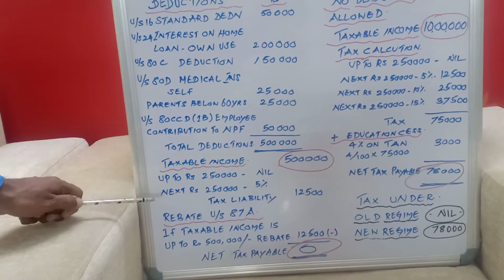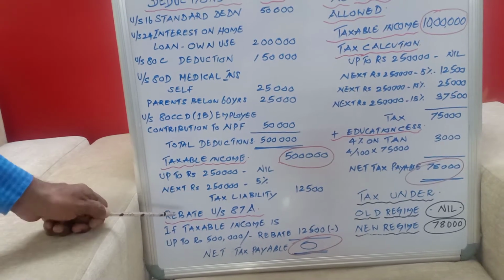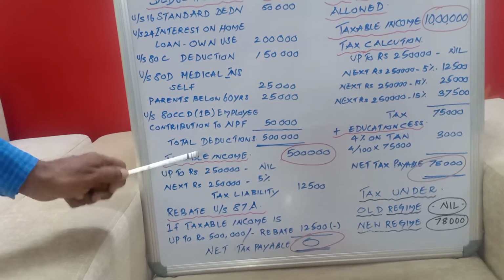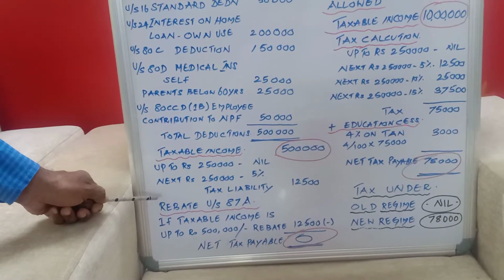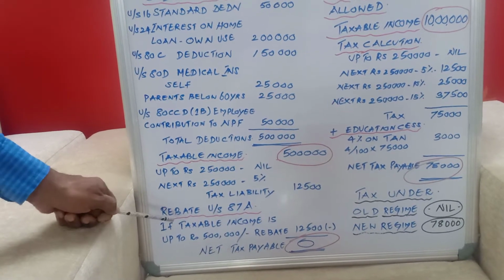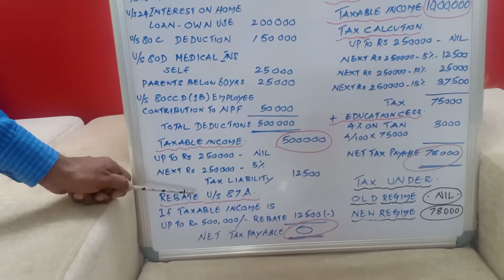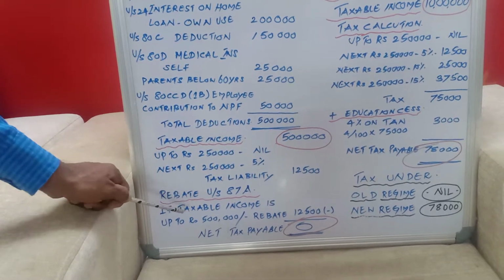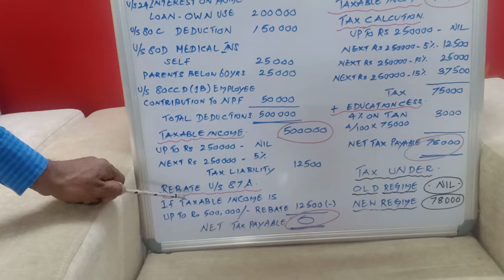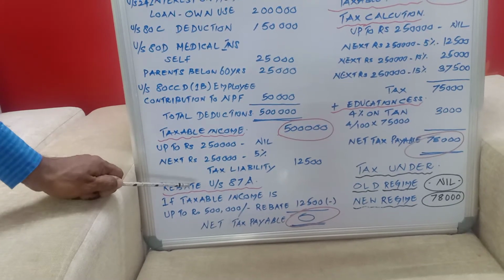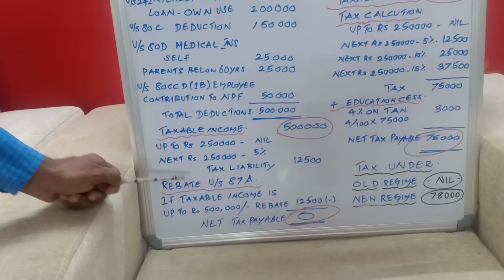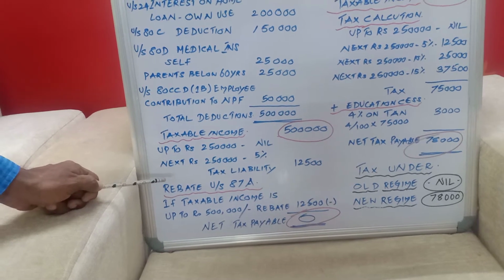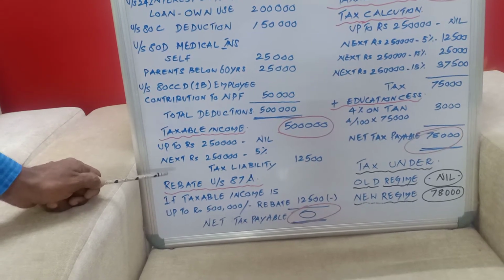Since the taxable income is up to rupees 5 lakhs, a rebate can be claimed under section 87A. By applying section 87A, the rebate comes to rupees 12,500 maximum. So 12,500 minus 12,500, the net tax payable is nil, that means 0. Claiming rebate under section 87A is possible only if the taxable income is up to rupees 5 lakhs. It is definitely music to the ears of the taxpayers.